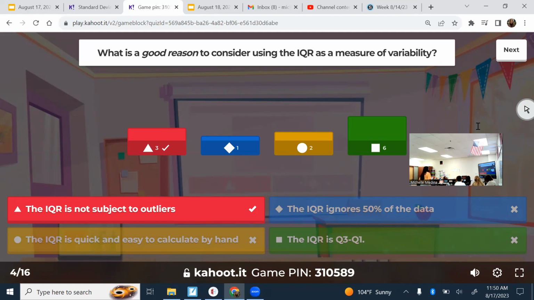So the IQR is not subject to outliers, so it's only looking at the middle part of our data, the middle 50% of our data. So yeah, it does technically ignore the other 50%, but that's not why it's a good reason. It is Q3 minus Q1, but the best reason is because it's not subject to outliers. All right, so the next one.